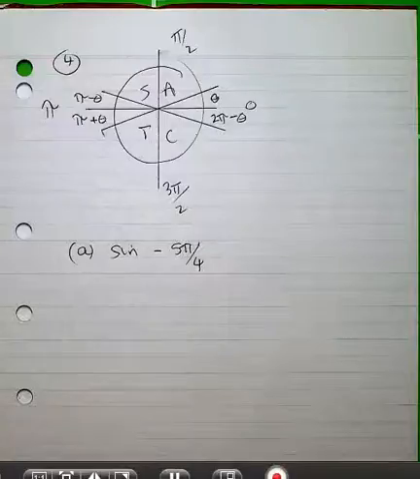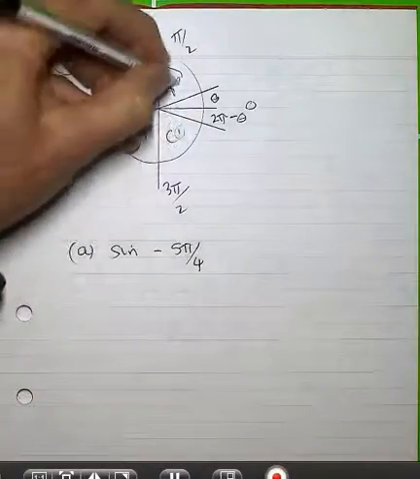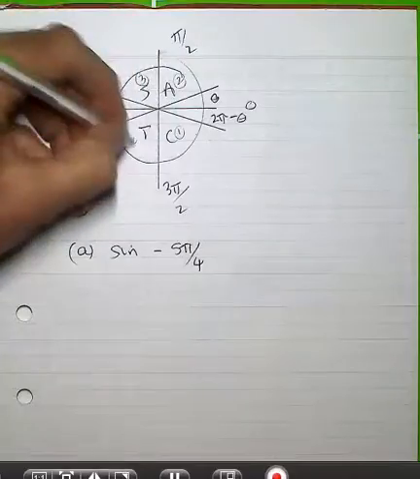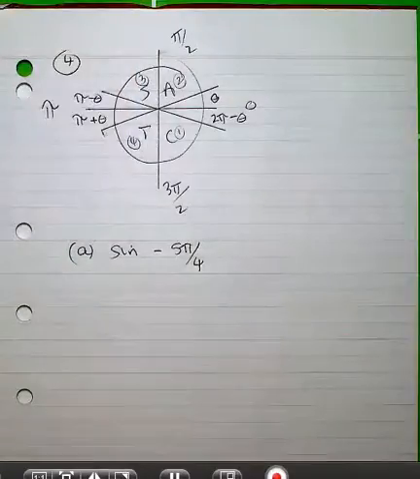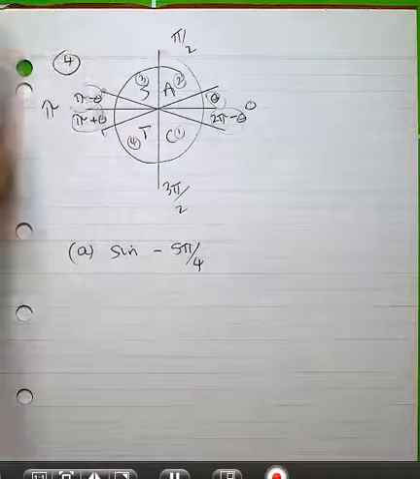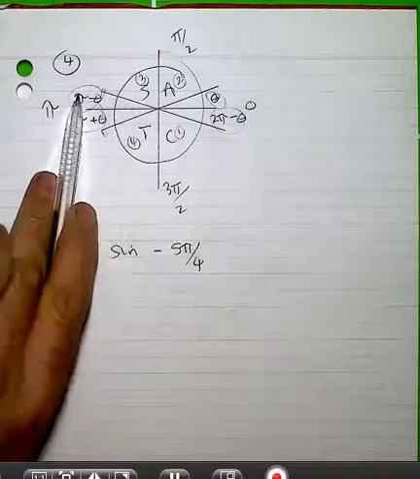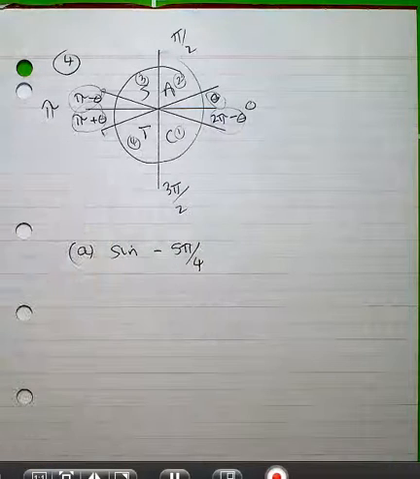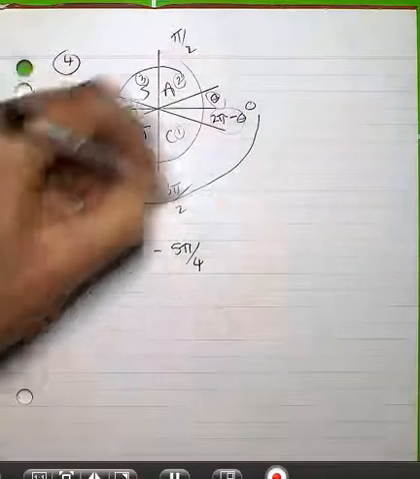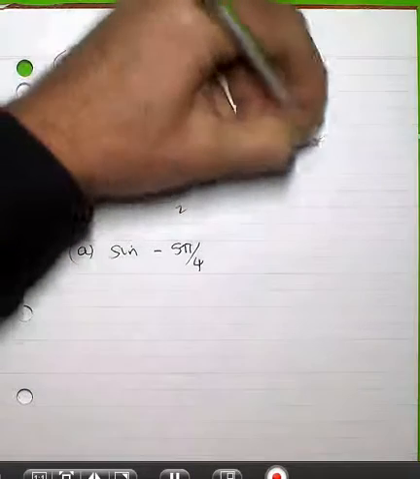Once again in question 4, set yourself up the CAST diagram showing the quadrants in which each ratio is positive. Set up your symmetry relationships. So theta, 2 pi minus theta, pi minus theta, and pi plus theta. Now, in all of these problems, we're actually looking at negative 5 pi on 4.